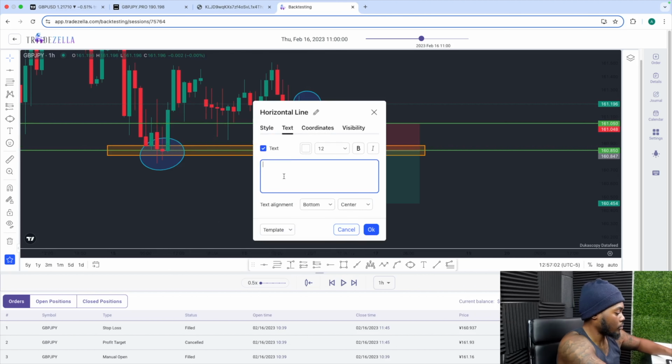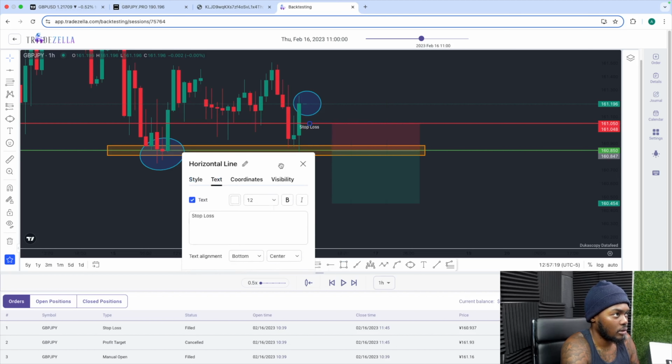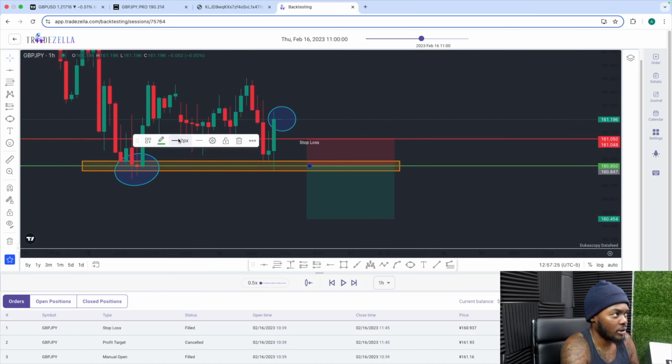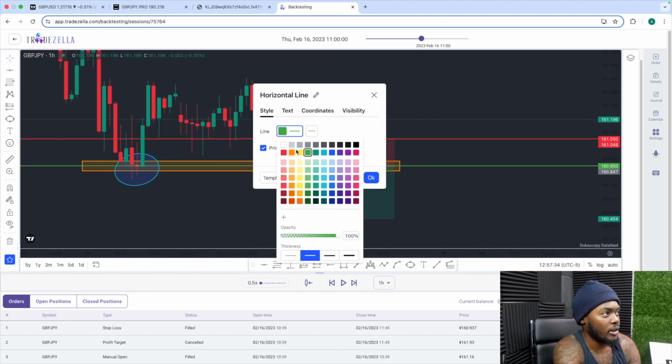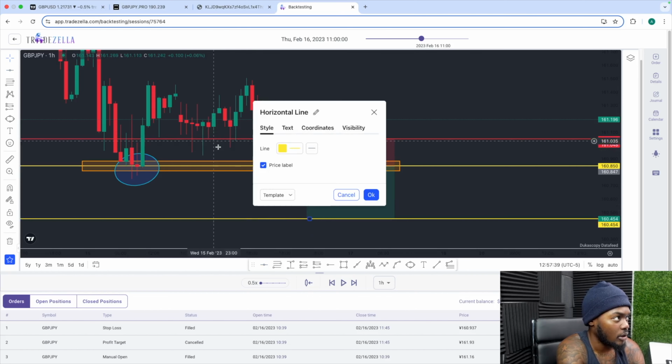This is our stop loss. Let's make this red so we don't have to keep writing that. Stop loss, right? So this is our stop loss. This is our entry price. Let's also make that yellow, a little bit brighter. And then our TP, of course, will be down here. So if I'm manually entering this in, this is what it will look like.